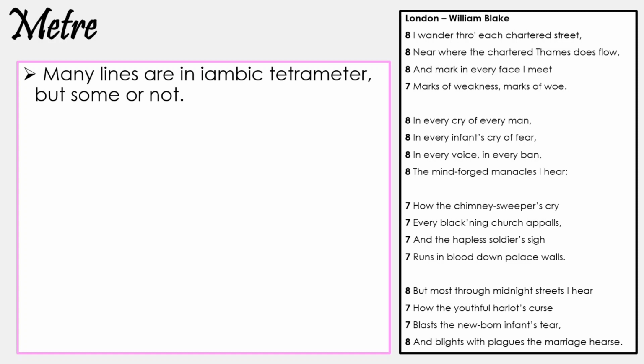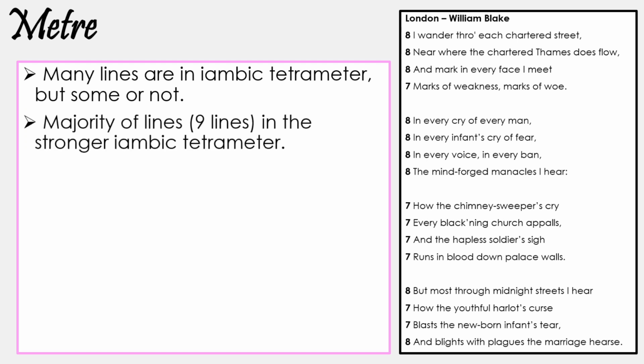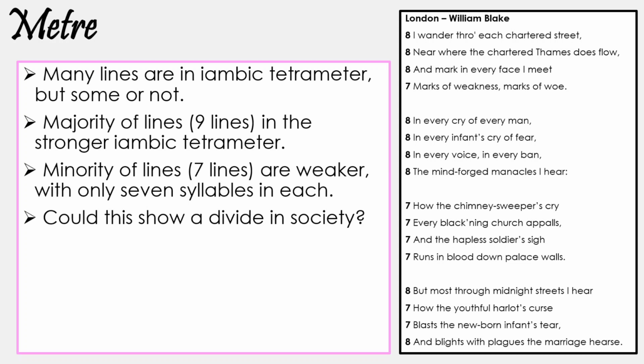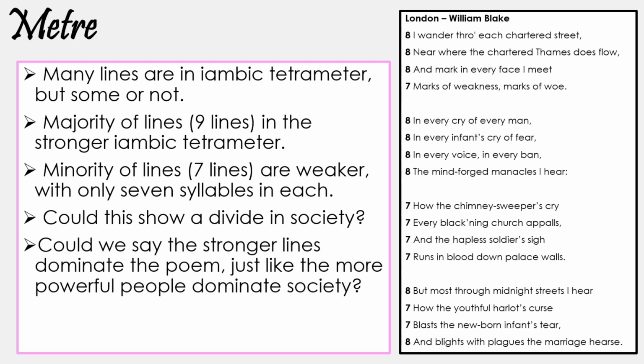Let's assume, for argument's sake, that he made a choice to have 9 lines with 8 syllables and 7 lines with 7 syllables. Think about why he might have done this, and what this divide could suggest to us. Try and get creative with your ideas. Perhaps we could infer that the divide in society is shown through Blake's rhythmic choices. Could we say that the dominant people in society, the rulers in the palace and the church, are shown by the iambic tetrameter? This stronger form dominates the poem with over half of the lines, just like they dominate the society.